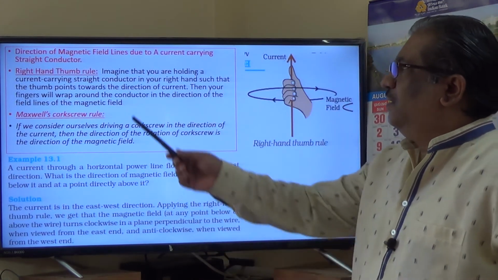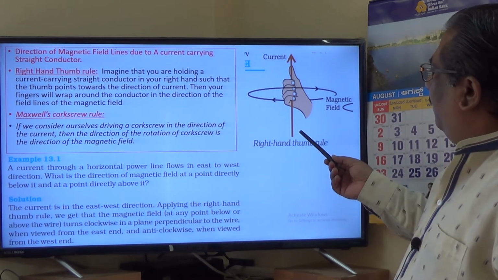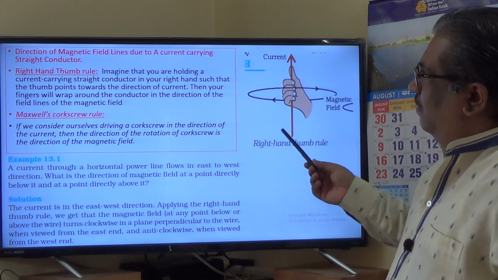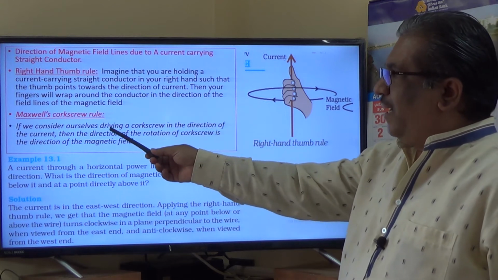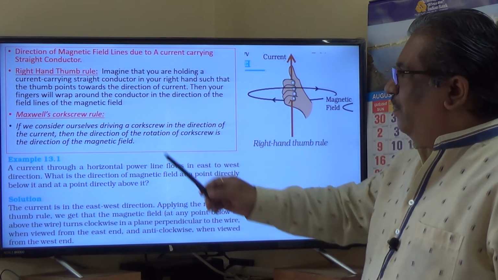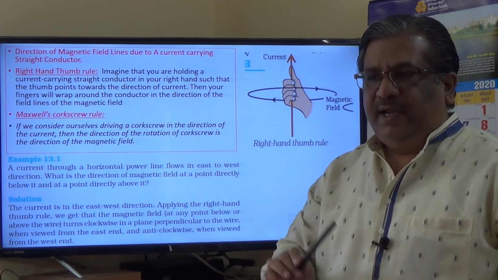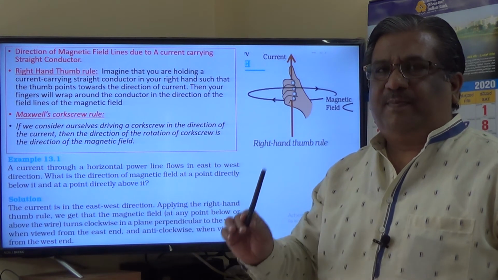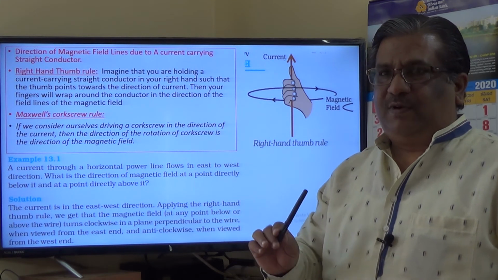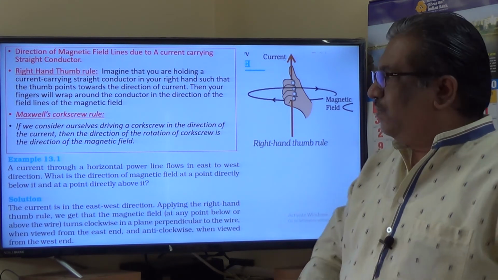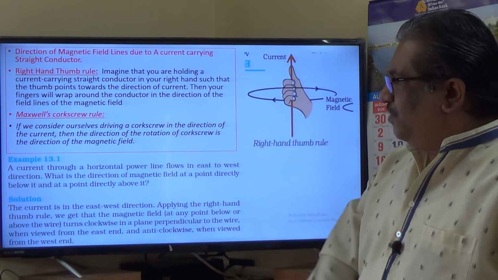Similarly, the right hand thumb rule, here it is given. Draw the diagram, note down. Also the Maxwell's corkscrew rule. This Maxwell's corkscrew rule is given at the bottom of the page in your textbook chapter. Please find that one. A small note is given, that is enough to understand.